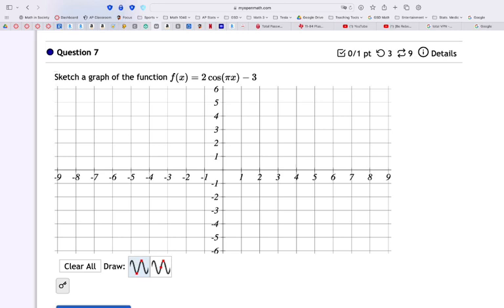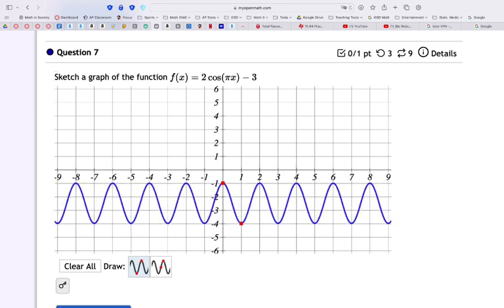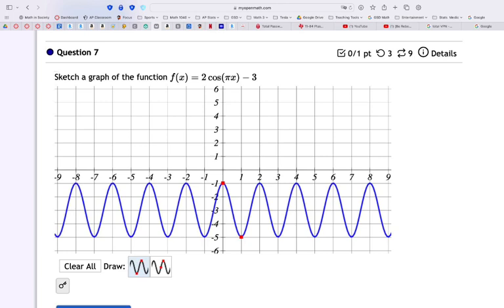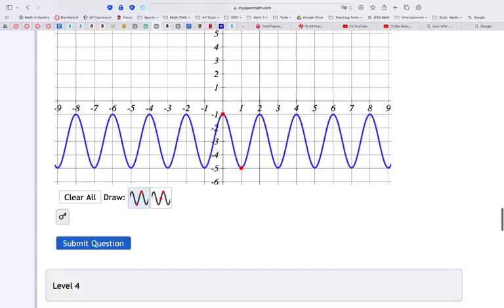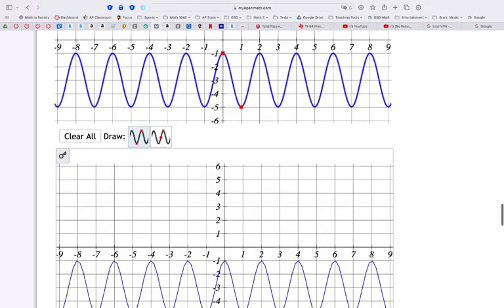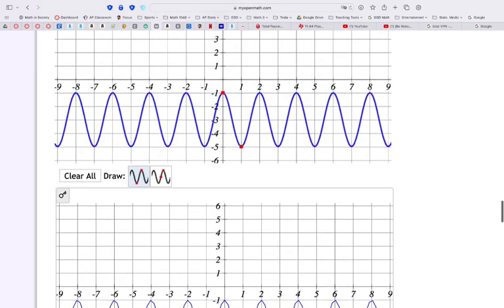So it's going to start at, what did we say? -3. Okay, so it's going to go down to, okay, I believe the midline is -3, and then it starts at -1, and then finishes one whole cycle. The lowest point is -5. Okay, I believe this is it, and I can show you the answer. All right, cool. This is the solution.